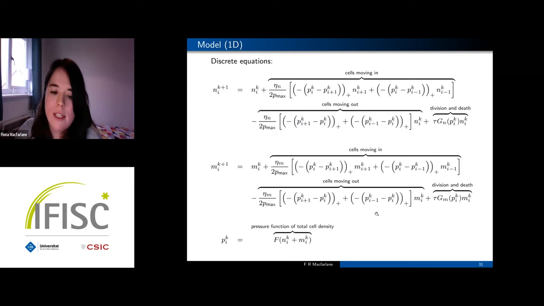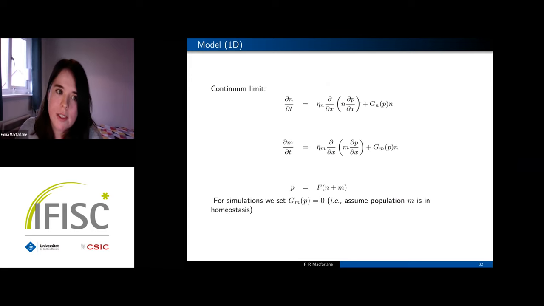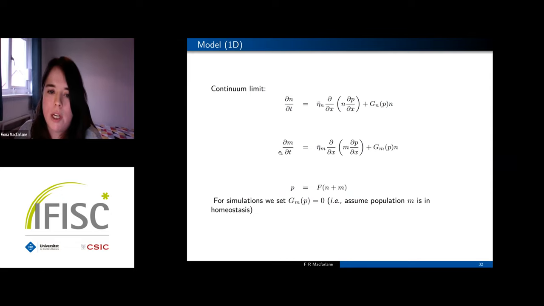As before, we can take the continuum limit of these equations. And in this case, we get PDEs of this form here, where we have this movement in response to the gradient of the pressure, which is this derivative of P term. Then we have the growth terms as well for both populations.